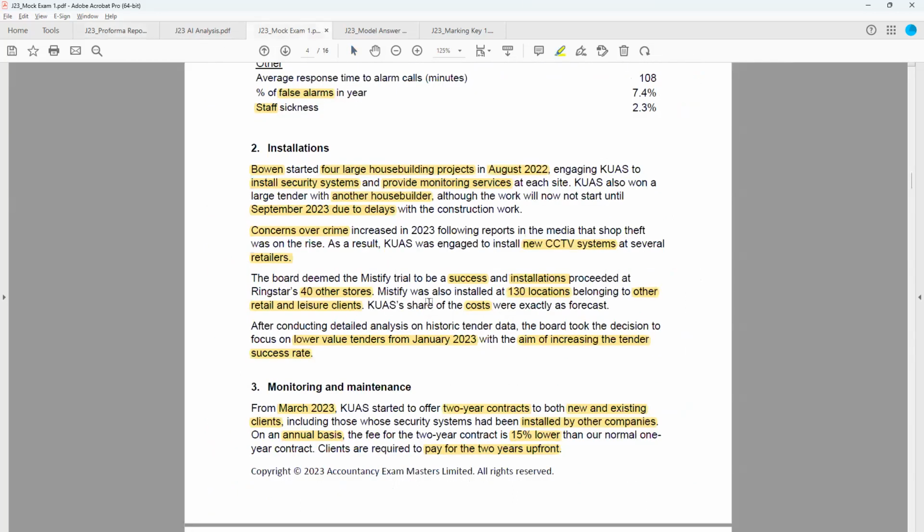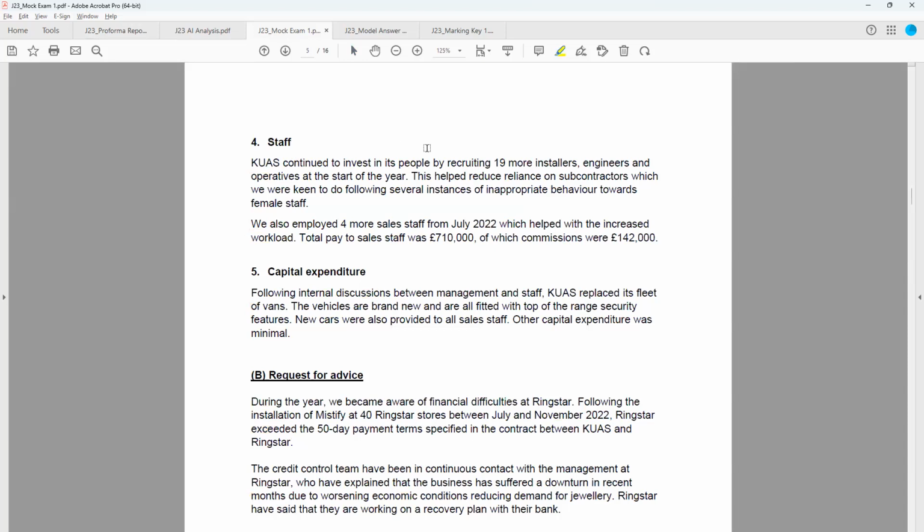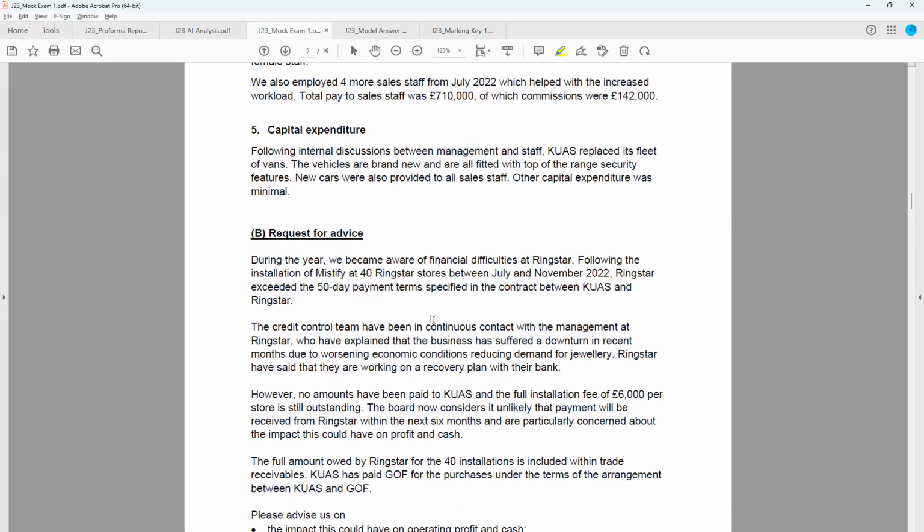Then as we work down the exam paper, we're told about recruiting more installers. Maybe just quickly skim this, but it looks all to be relevant for when we're going to be looking at gross profit and operating profit, because we're being told about cost of sales and admin costs, because we're told about more installers, sales staff, and then we're told about capital expenditure as well. So that's unlikely to be relevant for our revenue section. Replace its fleet of vans, new cars for sales staff.